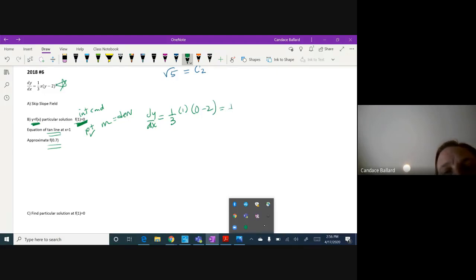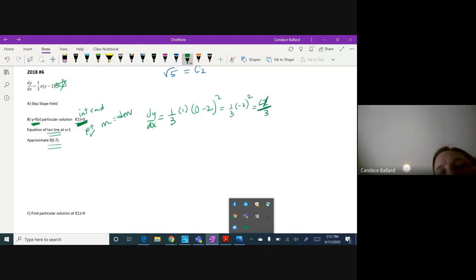You got 1/3 times -2, or -2/3. Okay, I did something wrong. What happened? Oh, I was supposed to square it. There's a squared on there. I missed the squared, so it's squared, so it's not negative, it's positive 4/3.